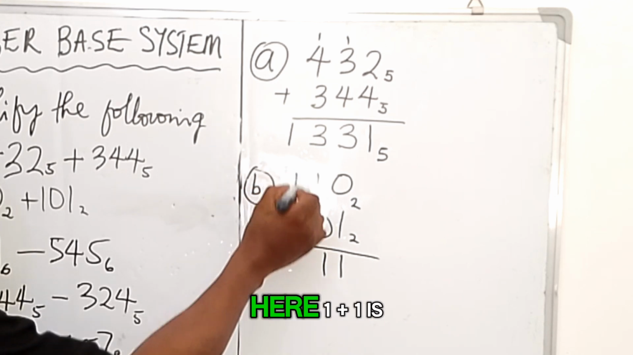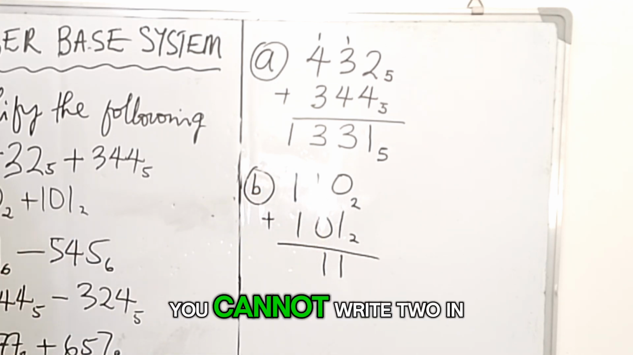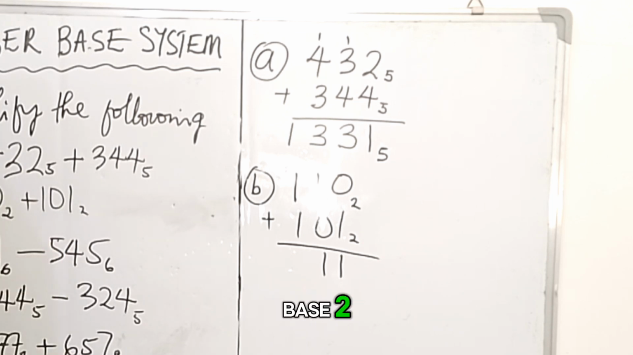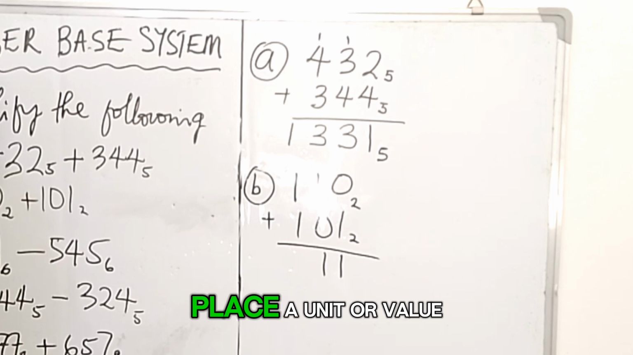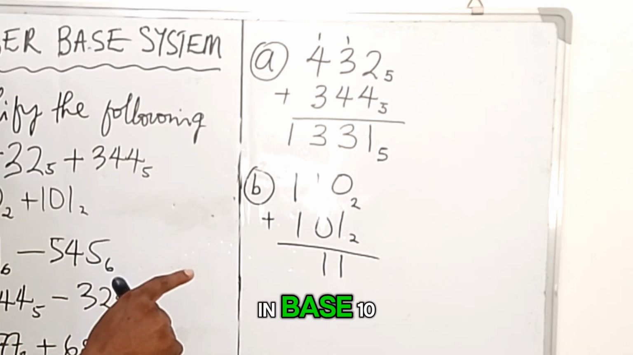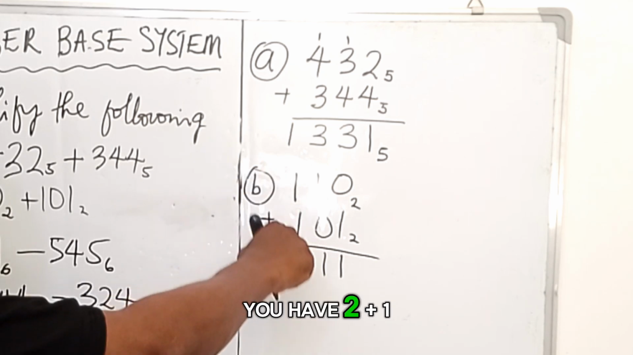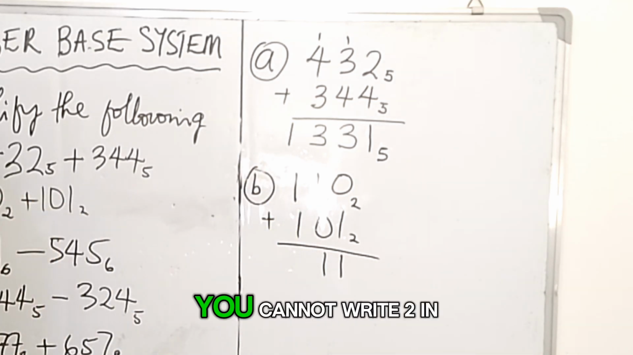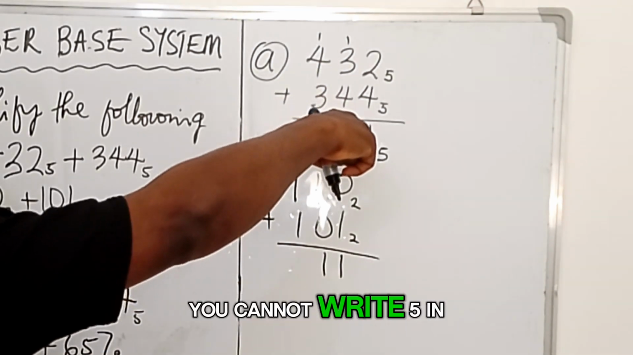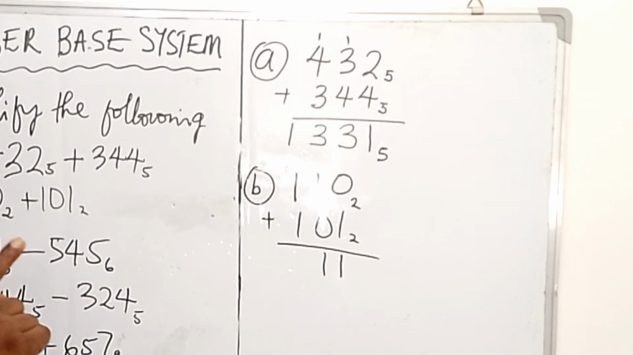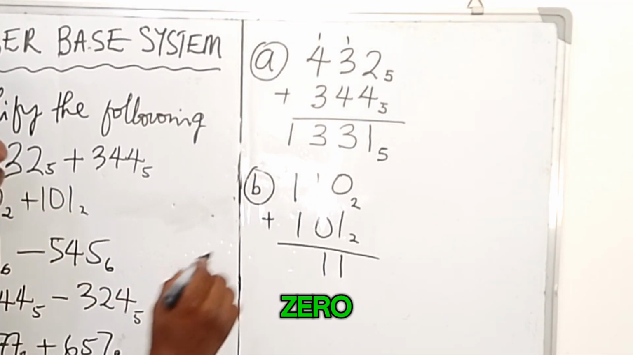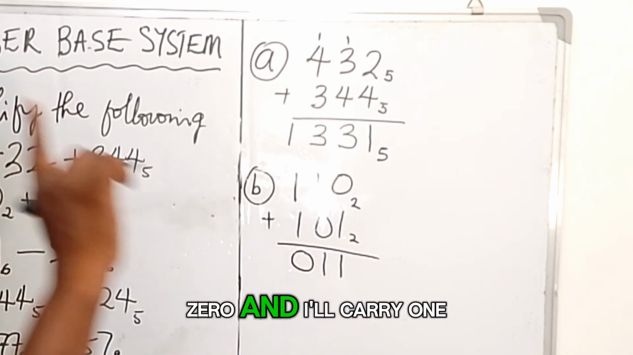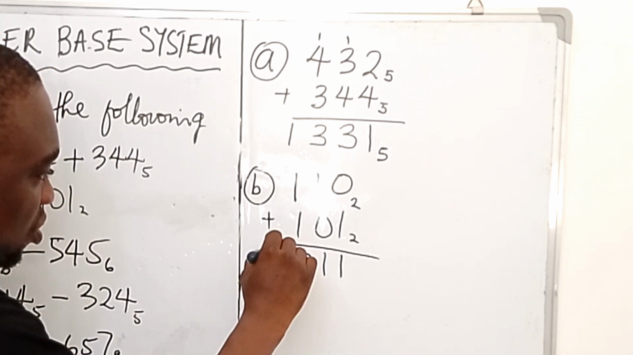But when we got here, 1 plus 1 is 2. You cannot write 2 in base 2, just like you cannot write 10 in a particular place value in base 10. You can't do that. You cannot write 5 in base 5. So 1 plus 1 is a 2. So 2 minus 2 is a 0. So I'm going to have a 0 and I'll carry 1 again.